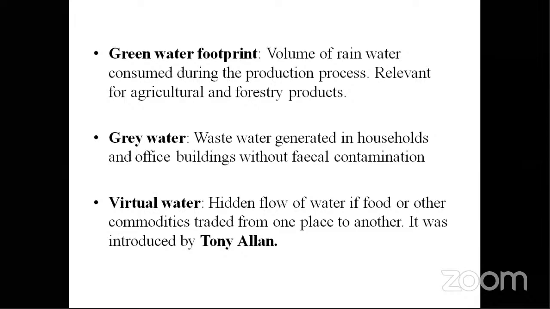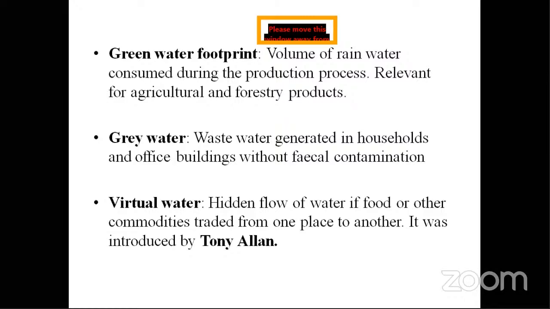Next one is green water footprint. First, generally green water is known as the amount of water present in the plants. And green water footprint is the volume of rainwater consumed during the production process. We all know that for producing trees and crops, water is required, and two types of sources are present. Either we irrigate the field or they grow with the help of rainwater, and the volume of rainwater consumed during the process is called green water footprint. It is generally measured for agriculture and forestry products.